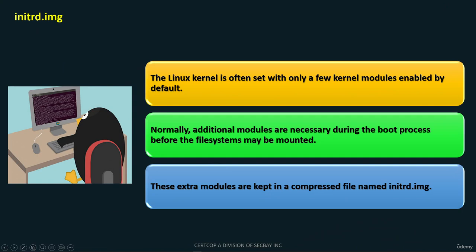So let's talk about the initramfs. Normally there are only a few things mounted by default. Additional modules will be necessary during the boot process before file systems may be mounted. These extra modules are kept in a compressed file called the initramfs .img.